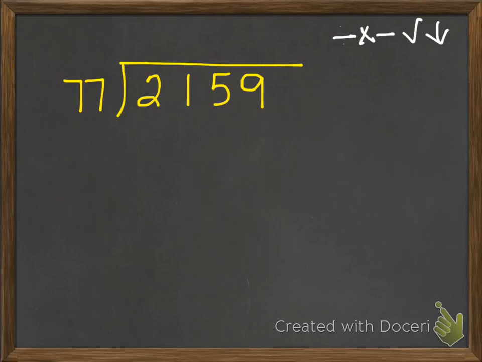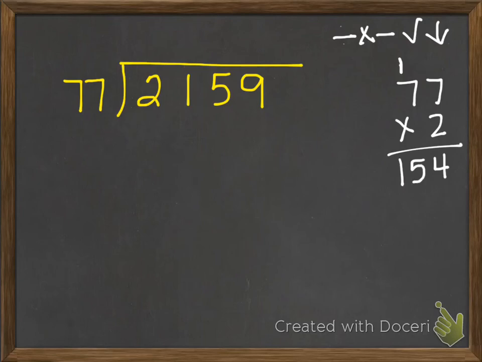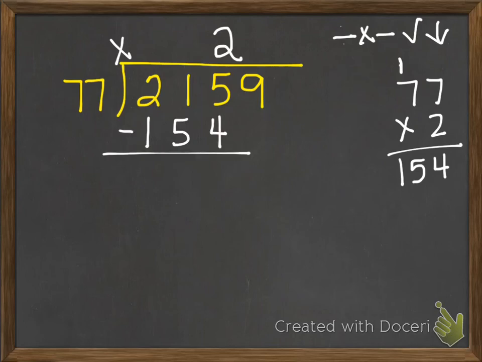Let's take 77 and multiply it by 2. 2 times 7 is 14. 2 times 7 is 14 plus 1 is 15. That looks a little low, but I think that's going to work. So I'll put my 2 right here. So 2 times 77 is 154. I subtract, and I'll have to regroup. 11 minus 5 is 6. Is 77 larger than 61? Yes, it is. So we are on the right path.